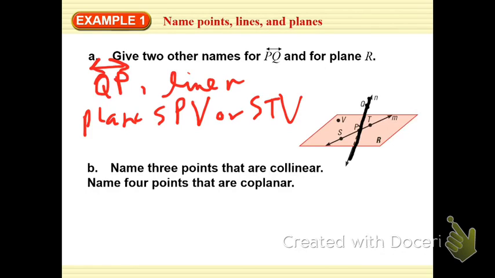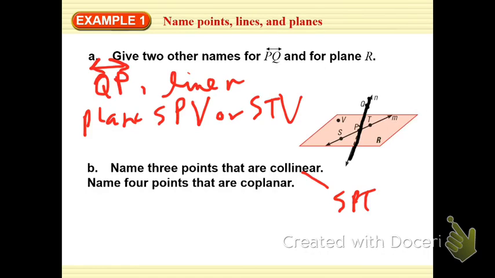Okay, name 3 points that are collinear in this picture. 3 points that are collinear. Collinear means on the same line. What 3 points are collinear? Go ahead, yes. SPT. So for collinear, we could say SPT.